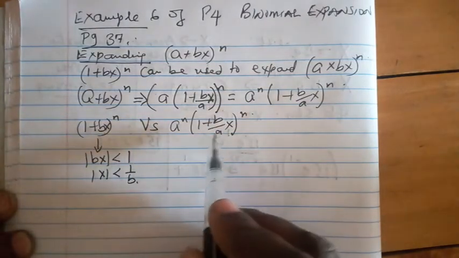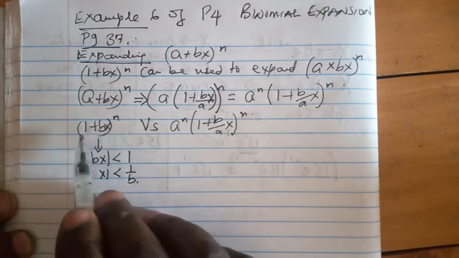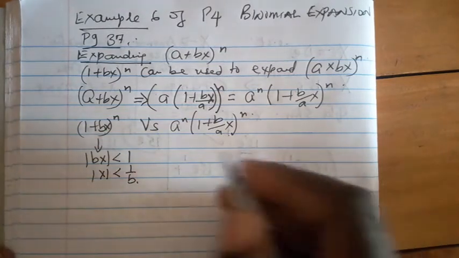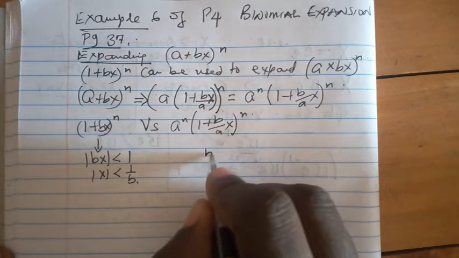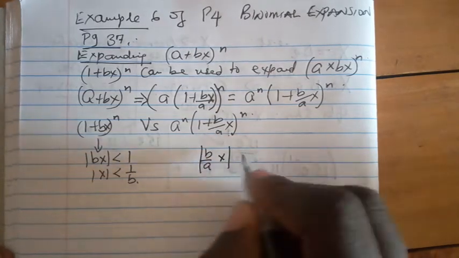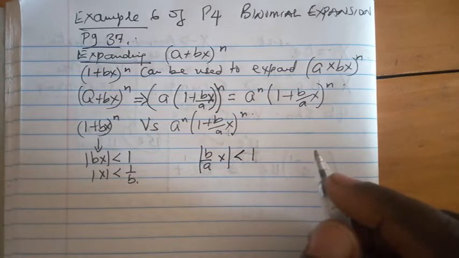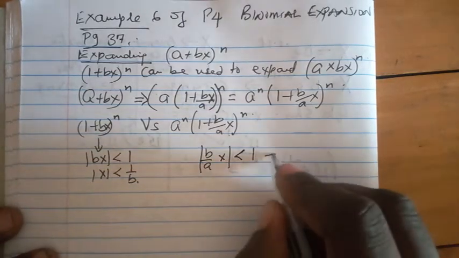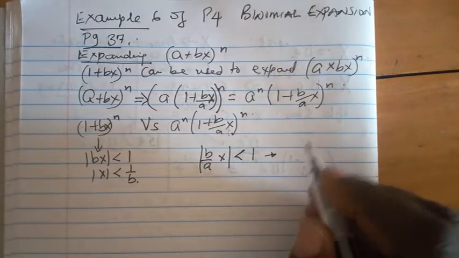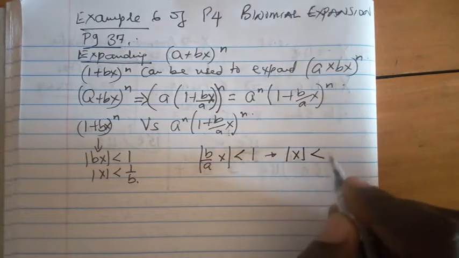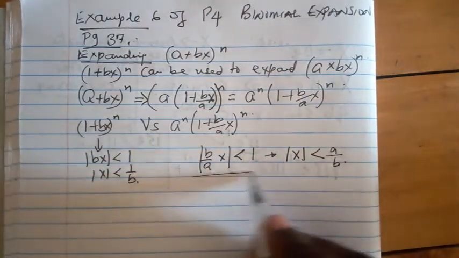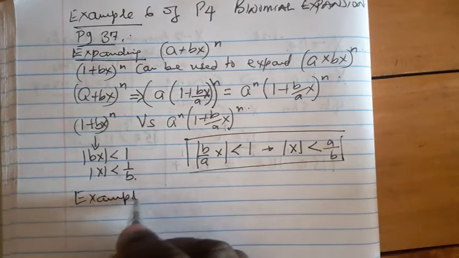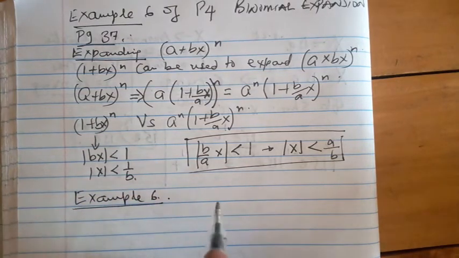In the same kind of observation, since this is 1 + bx and this is 1 + (b/a)x, this expansion is valid when |(b/a)x| is less than 1. And of course, if you want to make x the subject of the formula, you multiply by a over b, which gives the modulus of x is less than a over b. That one should not escape anybody's mind. So even as we look at example 6, please take note of that.